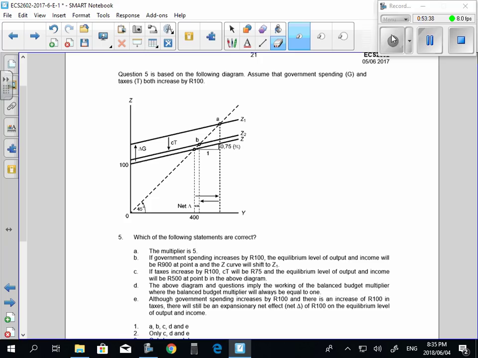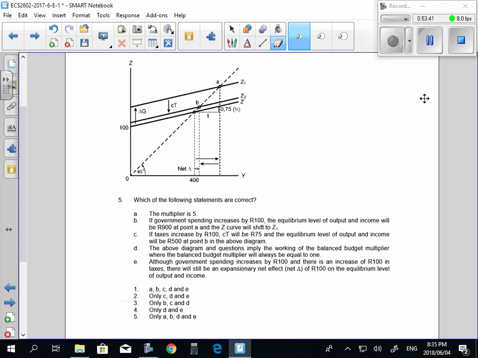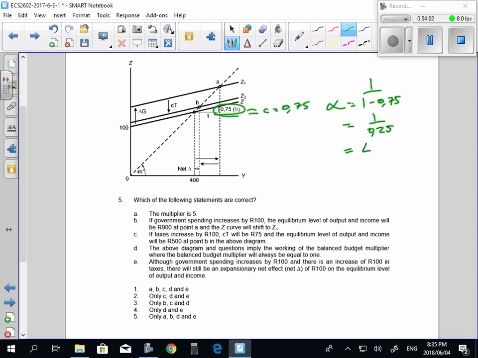So, to calculate your multiplier in this case, it is the slope of the curve. So we can see that the slope of the curve is 0.75, which means that our MPC is equal to 0.75. To calculate your multiplier, 1 over 1 minus 0.75, which gives us a multiplier of 4. Right, so the multiplier is not 5.